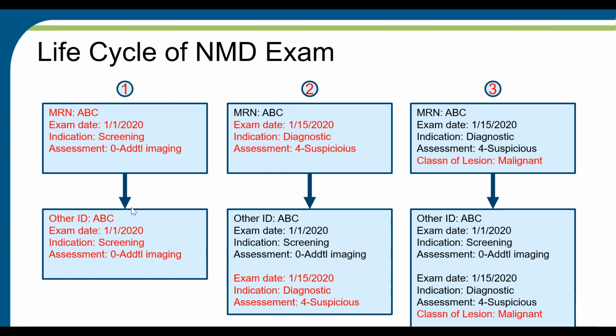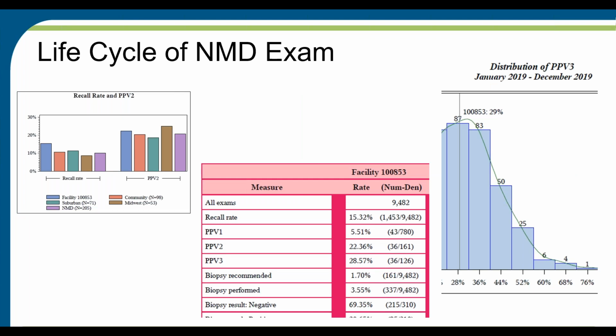Now let's say it's time for us to run the quarterly aggregate NMD reports. This is the next step in the life cycle. These reports calculate performance measures based on the data that you've submitted, as Gretchen discussed earlier. For every positive screening exam, the logic looks for pathology results that were found for that patient within 1 year of the screening exam. So it will associate the pathology results on the diagnostic record with the screening record and calculate follow-up measures like positive predictive values, cancer detection rate, and others accordingly.